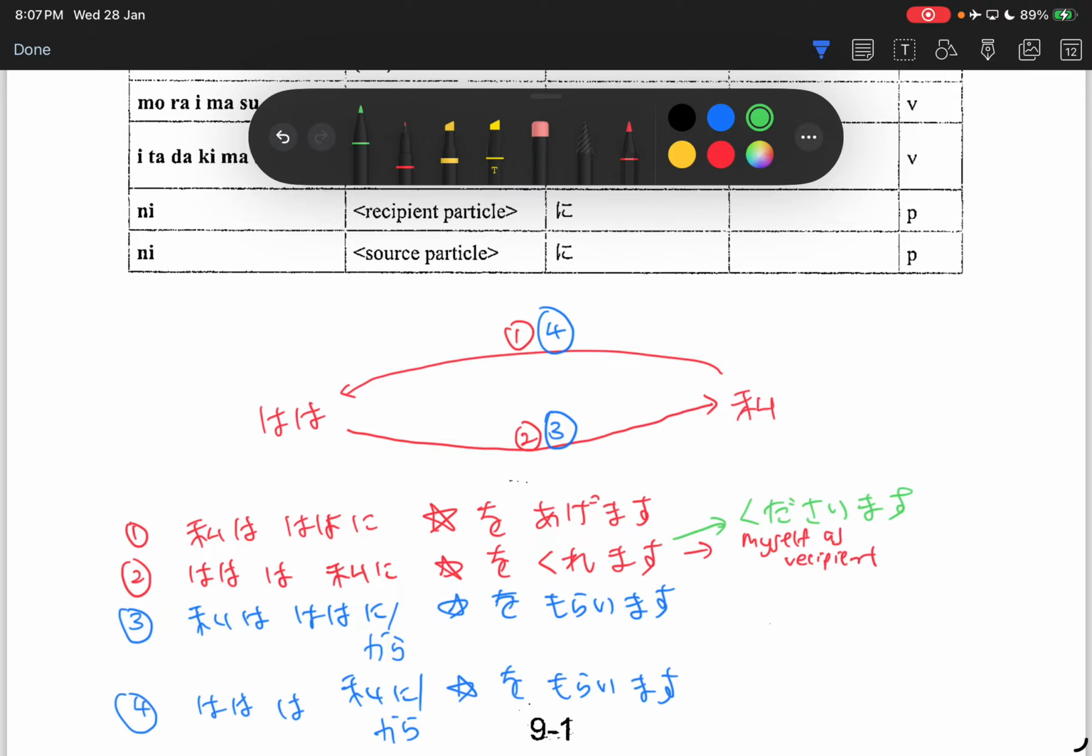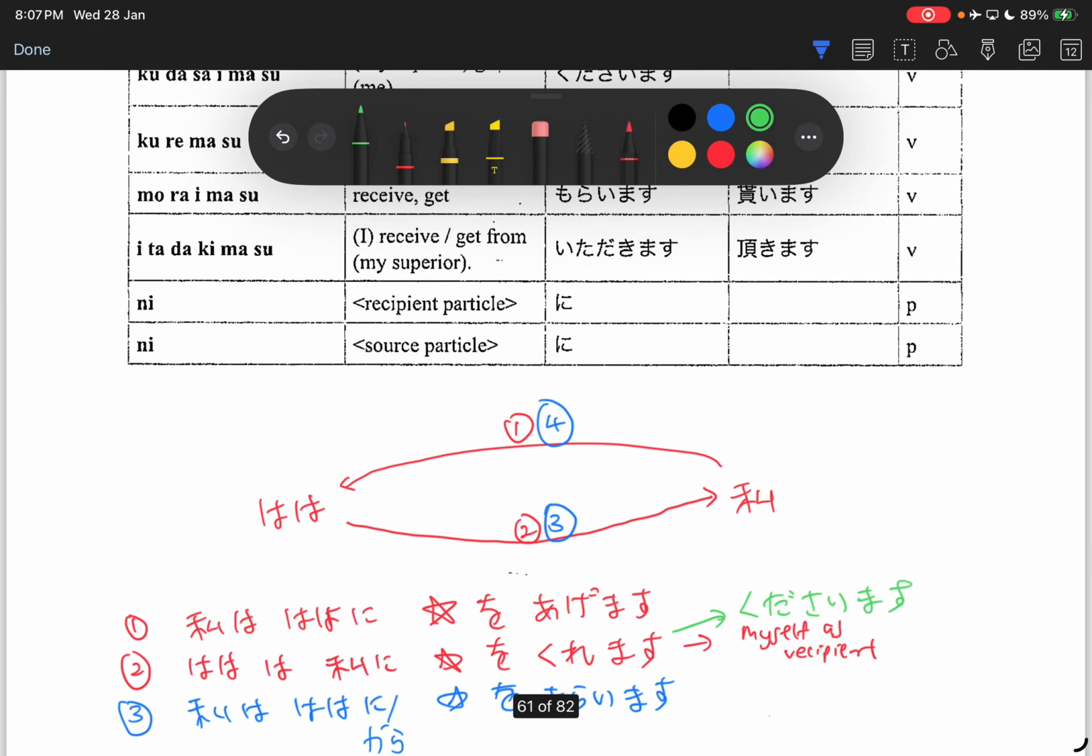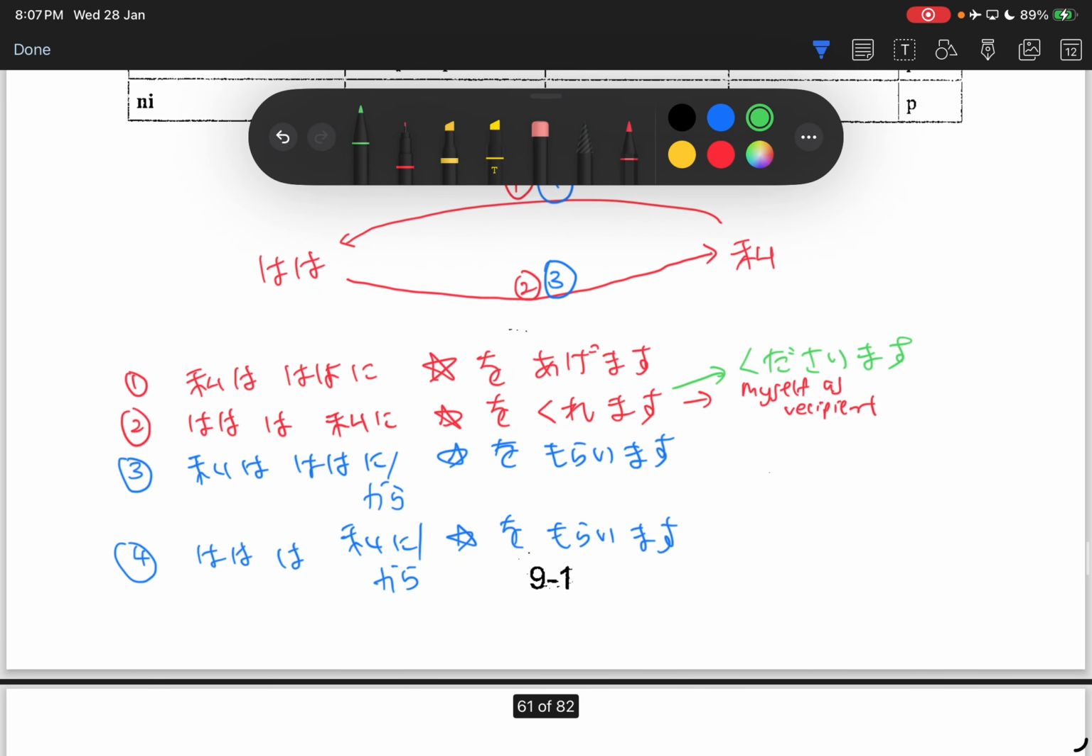Then the last one, itadakimasu. Itadakimasu means I humbly receive, right? So it's something that you receive from higher up. In this case, you receive from higher up, so we change moraimasu to itadakimasu.